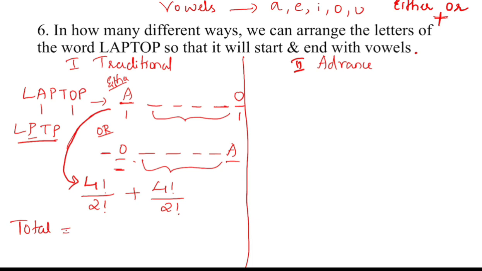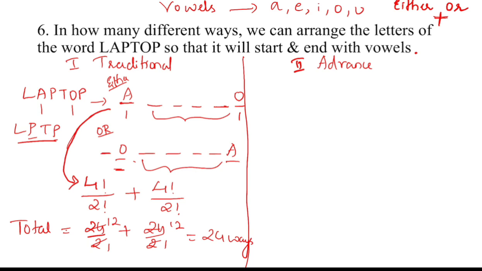So 4 factorial is how much? 24 divided by 2 plus, again 4 factorial is 24 divided by 2. So 2 ones are 2, 2 twos are 4, so 12. So 12 plus 12 is 24 ways. So in 24 ways we can arrange the word laptop such that the first letter and the last letter are always vowels.